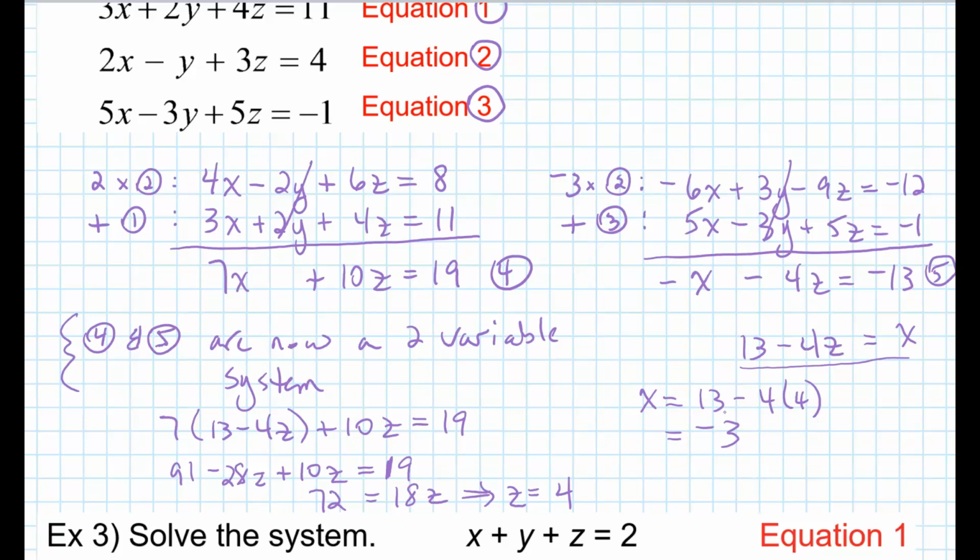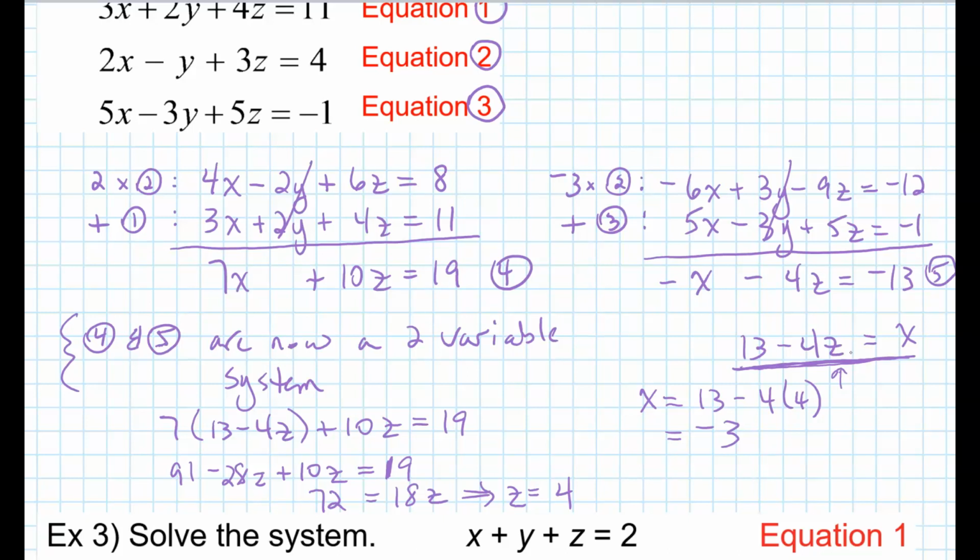The only thing left to find is y. Where are we going to plug in to find y? One of the original ones. Which one's the easiest? Probably 2. Question, Jane? I was still working on getting z equal to 4. Where did you do the part where you found x? I came back to this one here, and then I just plugged in the 4z into this one. Okay.